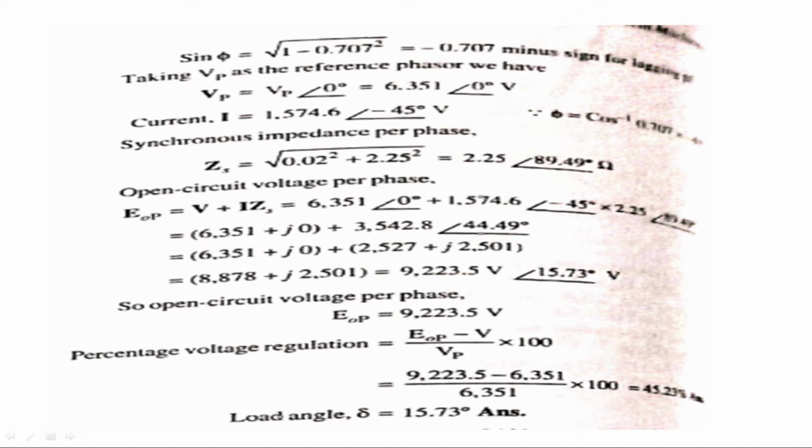Now calculating the voltage regulation, E0p minus V by V into 100, that is 9223.5 minus 6351 by 6351 into 100, that is 45.23 percent. We also have to calculate the load angle. Load angle is 15.73 degrees.